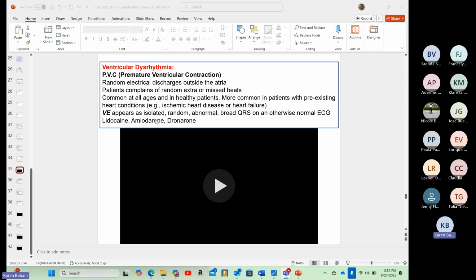So they appear as isolated, random, abnormal, broad QRS complexes on an otherwise normal EKG. You can give lidocaine, amiodarone, and dronedarone if this becomes a problem. And I also have a video for you guys to watch.